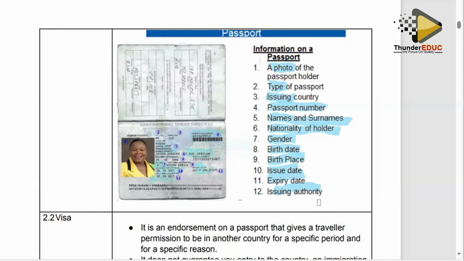Then we also have the issuing authority, which is the Department of Home Affairs. So these are the main features, or the information, found on a passport. We have 12 main features which are found on a passport.